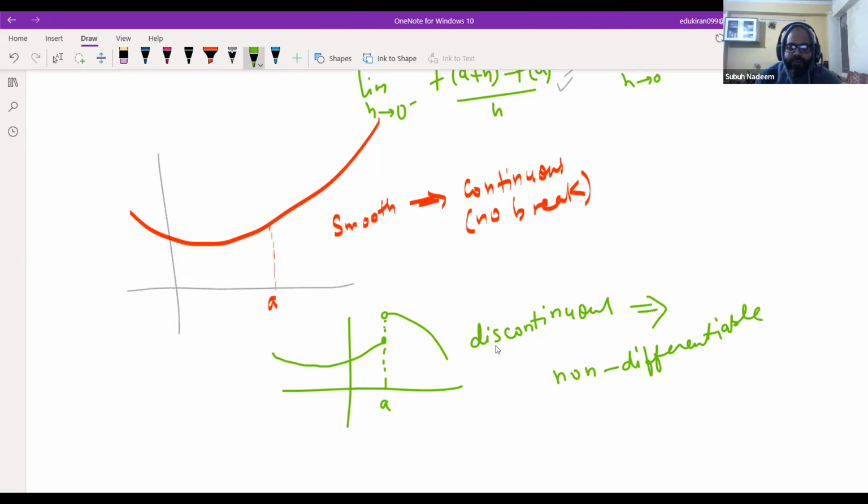It is breaking. There is a break. At this point, how can you make a tangent? So this is what they are saying, that if it is differentiable, it is continuous. But if it is not continuous, it is not differentiable. So this you have to remember.